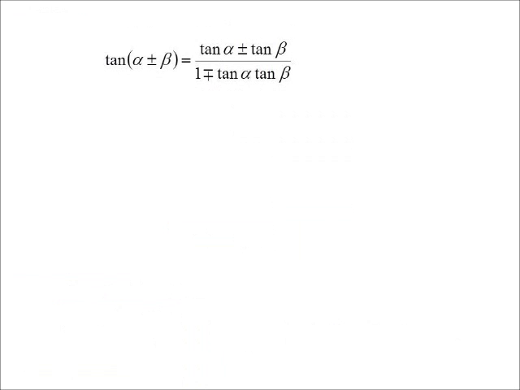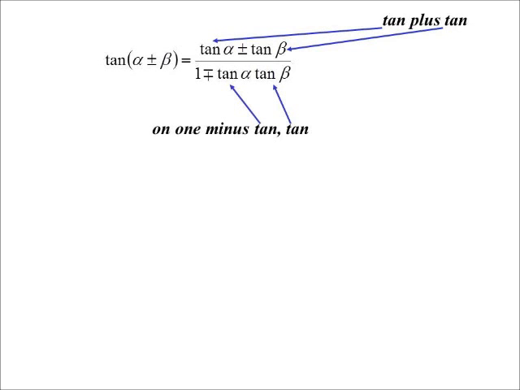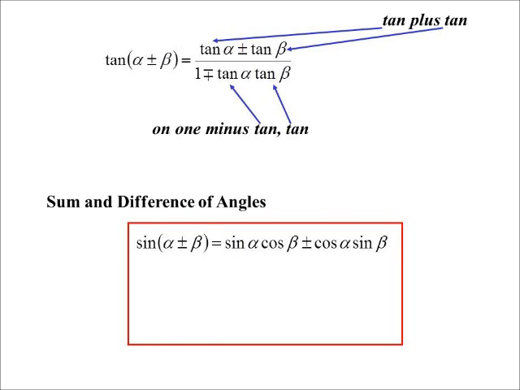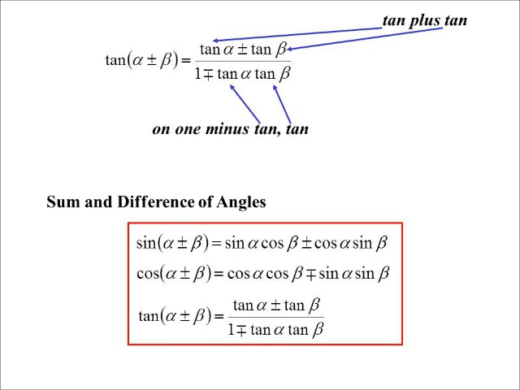So how do I remember this one? Well, there we go. It's tan plus tan on 1 minus tan tan. Tan plus tan on 1 minus tan tan. And then I just remember that one. And so if I want the other one, then I just change the signs. That's what we call the sum and difference of angles. So there they are: sine, sine, cos, cos, sine; cos, cos, cos, sine, sine; tan plus tan on 1 minus tan tan.